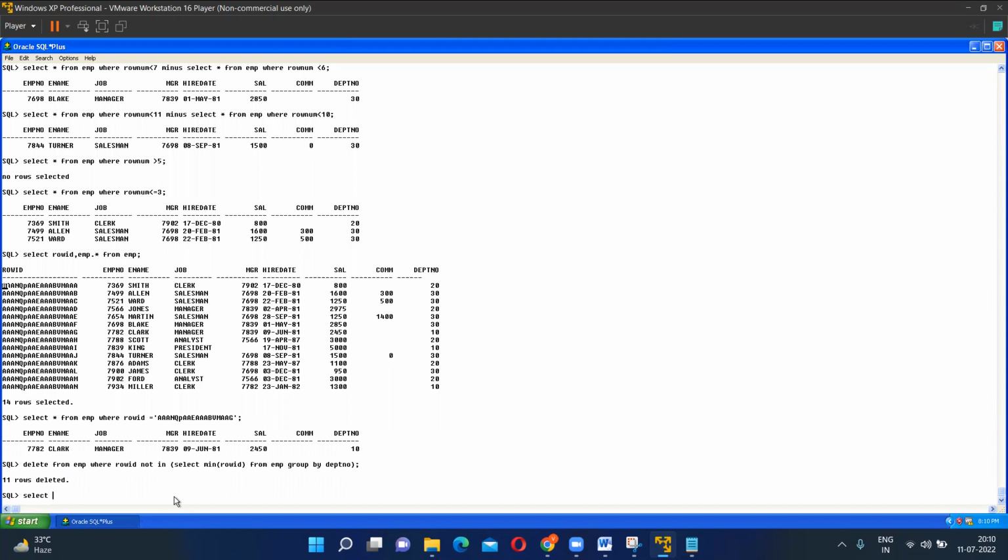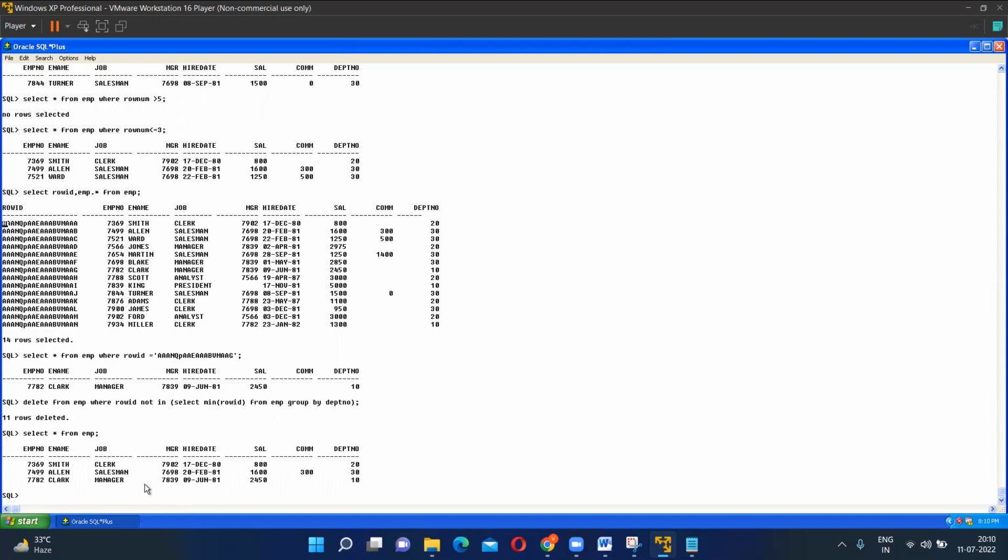Now you see, guys, select star from EMP. What will happen? Only unique values are there. This query is 100% asked. Always remember this query. This is the way to delete the duplicate record.